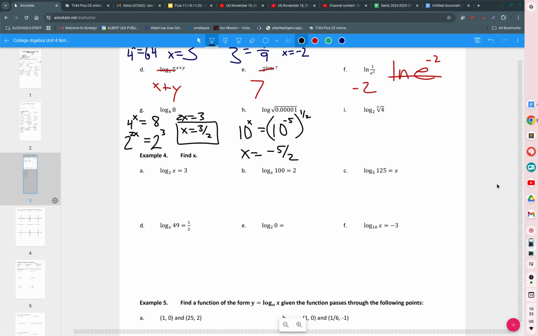Why don't you try letter I on your own? Don't be worried. It is challenging, but just try. See what you come up with. You make some progress.